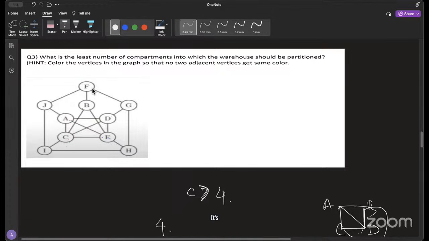It's already given in the hint too. Even if the hint was not given, without the hint it might be a little confusing, because it is not given to you that adjacent compartments should not be in the same warehouse or something like that.